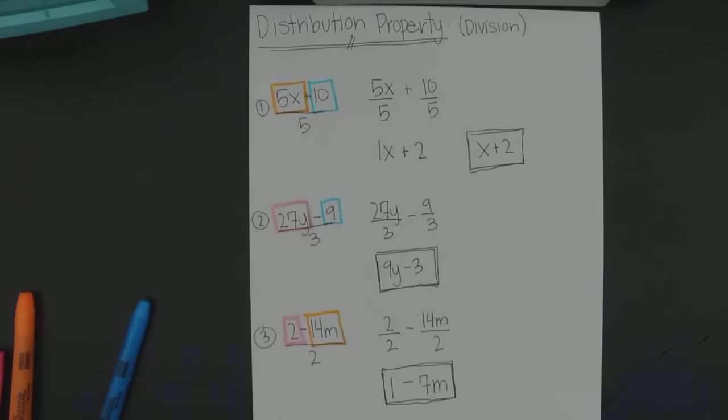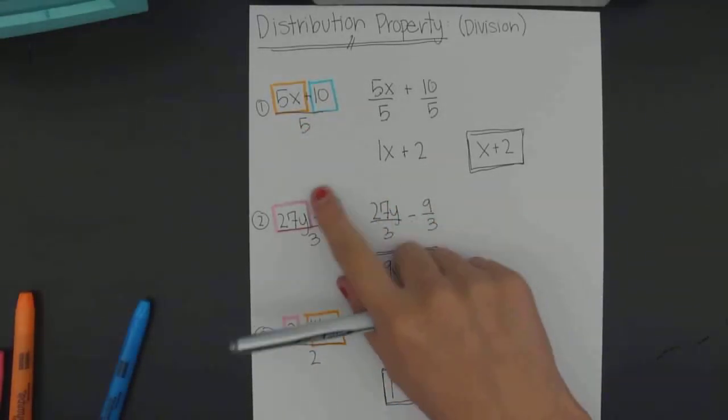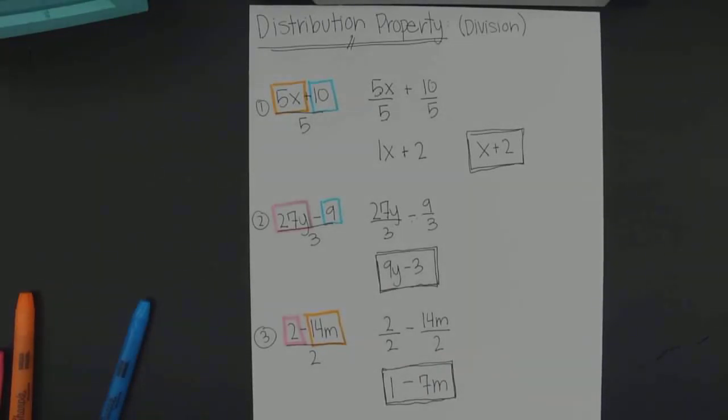Again, this video is just to show you how you break apart a division problem using the distributive property. I distribute my denominator, which is my bottom number, to the factors of my top number, or in this case it was the addend of my top number. Okay?